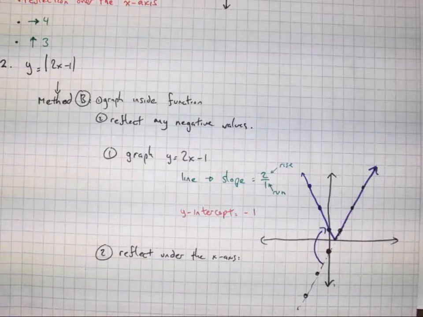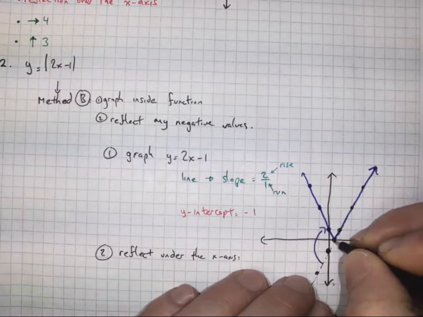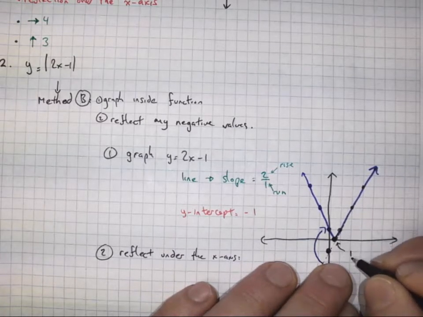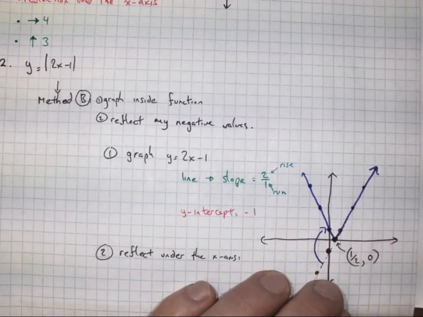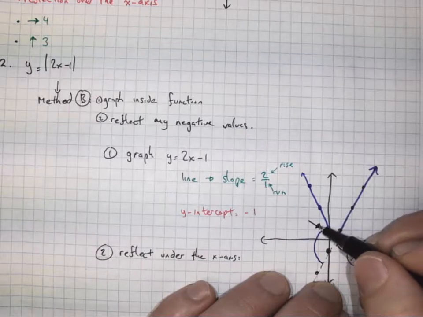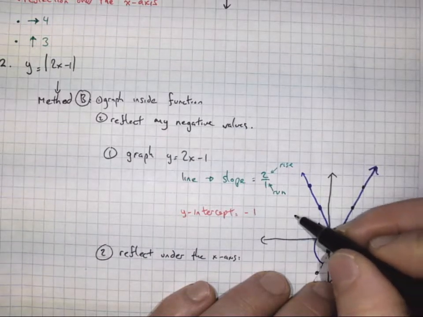Now, I should probably list where the x and y intercepts are. So x-intercept is here, and it is at 1/2 and 0. And the y-intercept, ugly arrow, is at 0, 1.